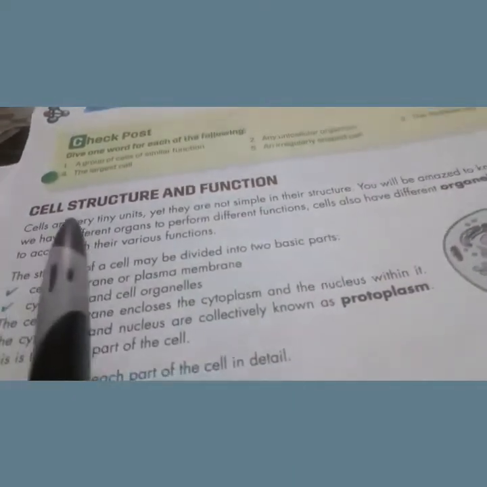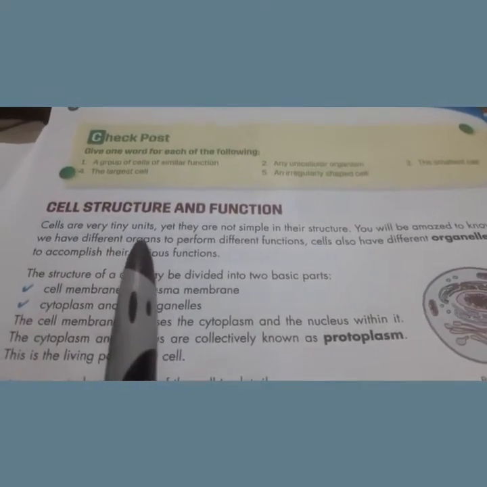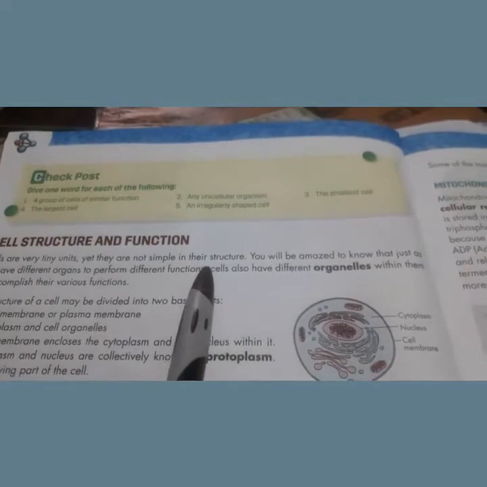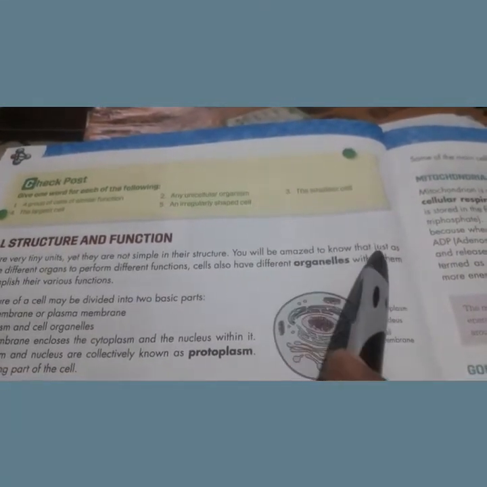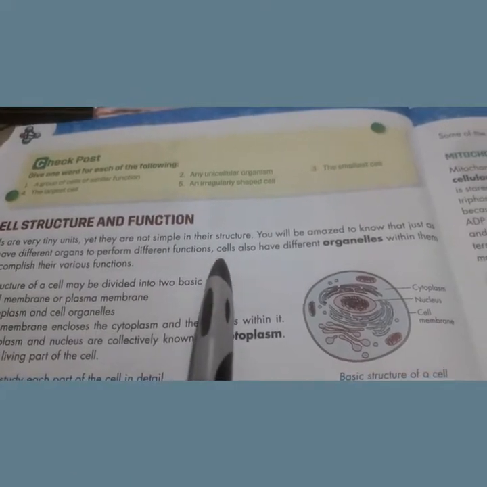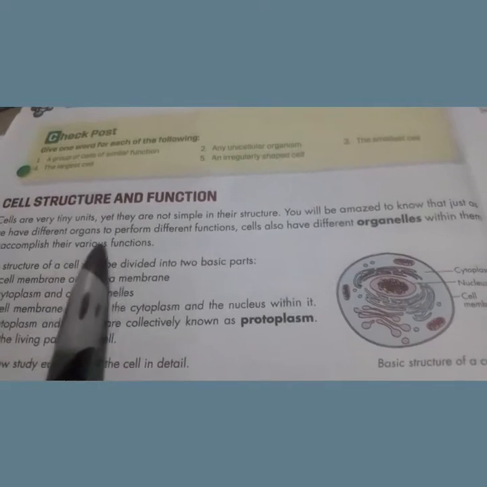Okay. Now, cell structure and function. Cells are very tiny units, yet they are not simple in their structure. You will be amazed to know that just as we have different organs to perform different functions, cells also have different organelles within them to accomplish their various functions.